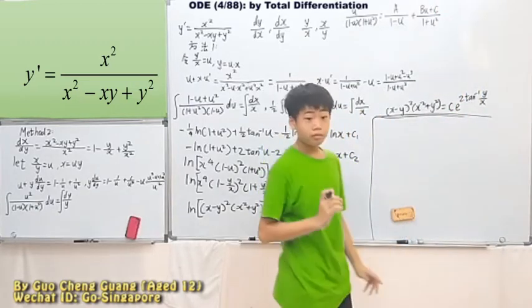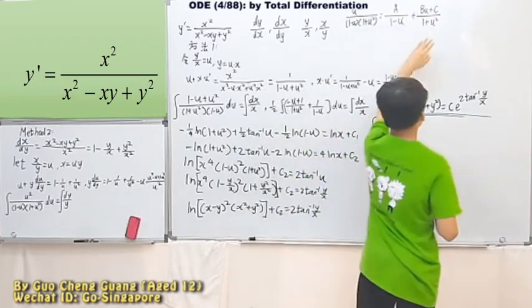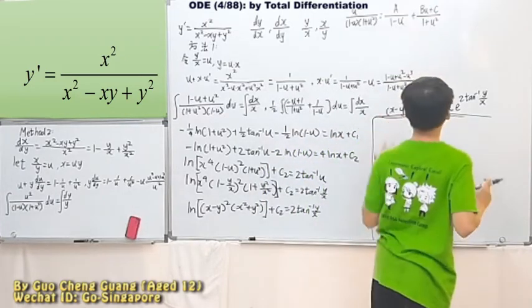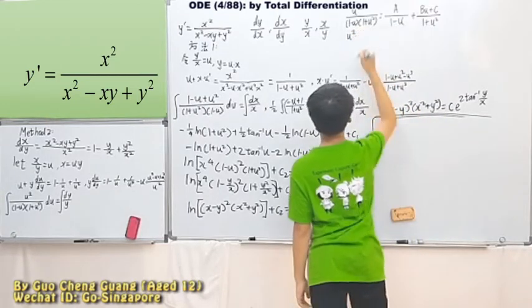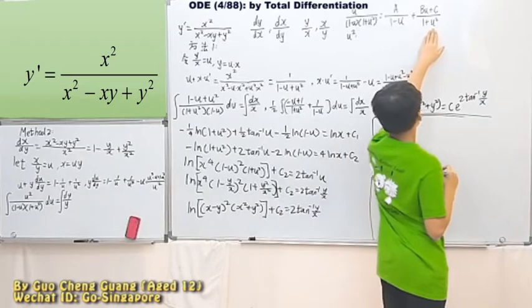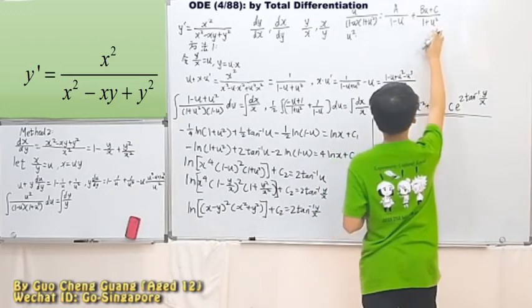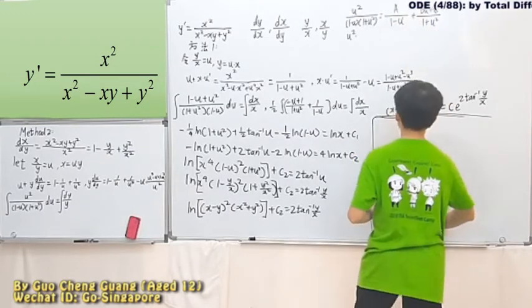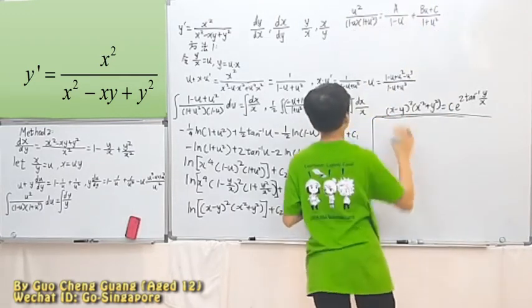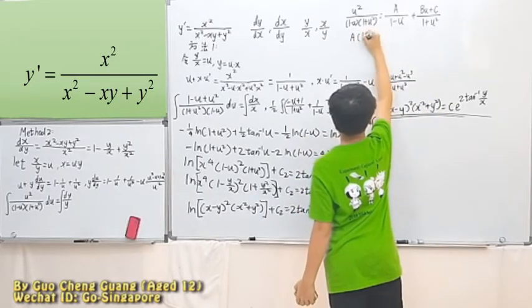Right now, we can compare the coefficients, whether it's u squared, u, or the constant. If it is u squared, what would you have? We might want to write the whole thing out so that we can see clearly which part is for what.